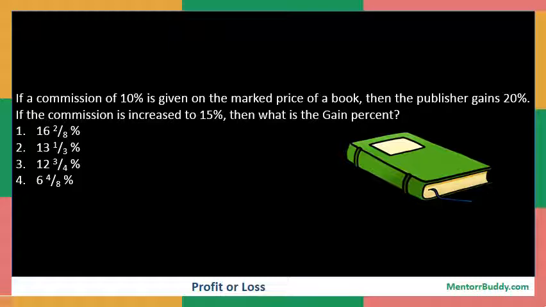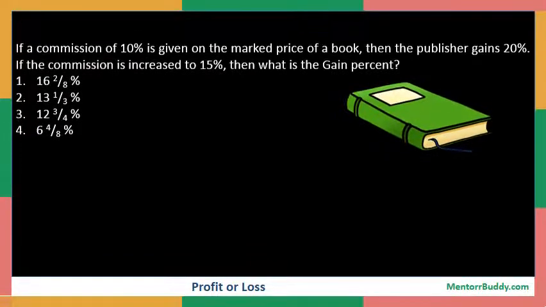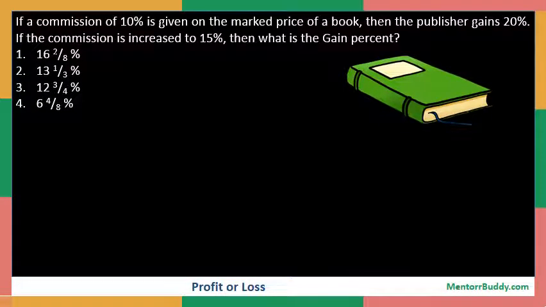We have a question based on profit and loss. That is, if a commission of 10% is given on the marked price of a book, then the publisher gains 20%. If the commission is increased to 15%, then what is the gain percentage? Now this question has the marked price concept in it.